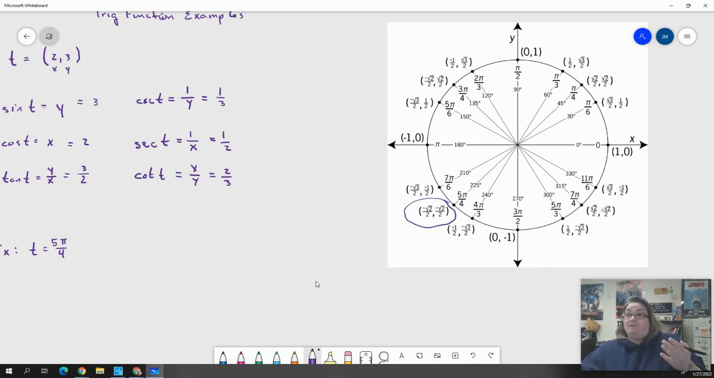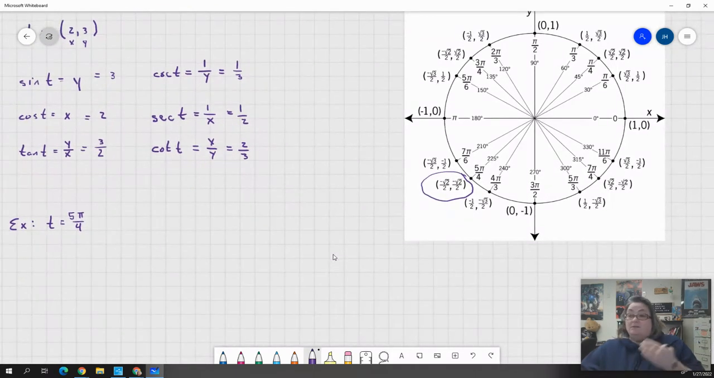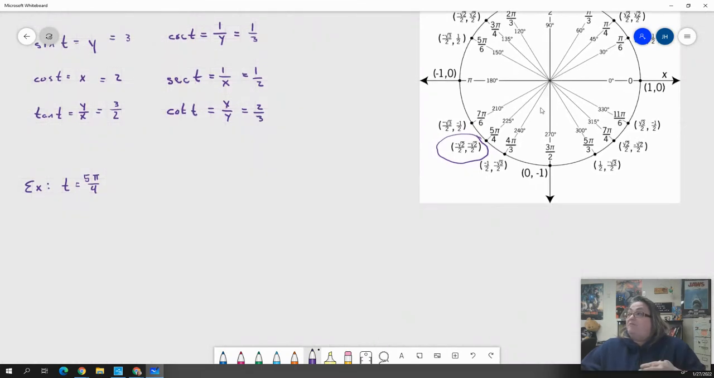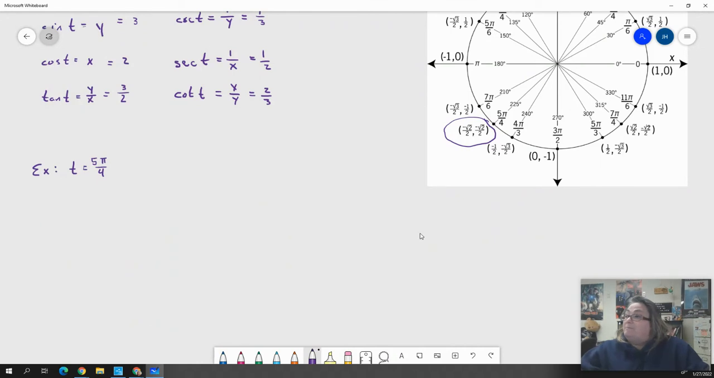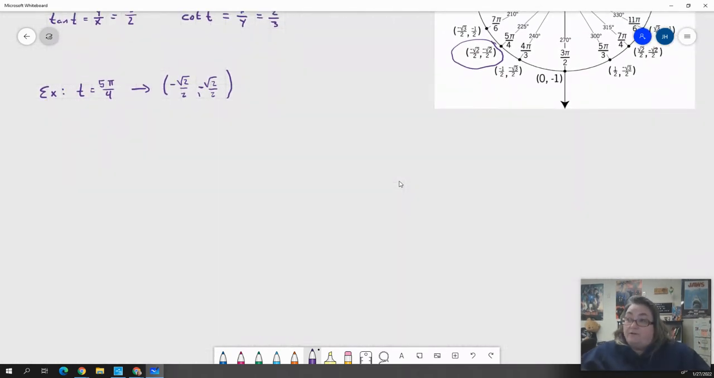Now, lucky that is a 45-degree angle. Anything that's over 4, you pretty much are guaranteed a radical 2 over 2. 5 pi over 4 falls in this third quadrant, so everything is negative. And so we know that there's an x value, y value there of negative radical 2 over 2 and negative radical 2 over 2. Those are our x, y values. They're exactly the same. They're the same signs. So we just have to perform all the 6 trig functions based on that.